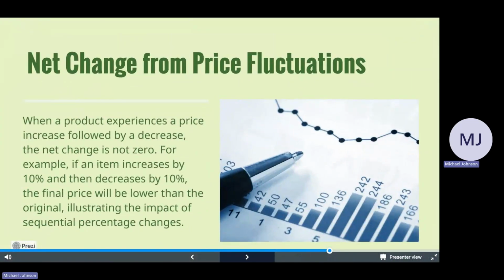When a product experiences a price increase followed by a decrease, the net change is not zero. For example, if an item increased by 10%, then decreases by 10%, the final price would be lower than the original, illustrating the impact of sequential percentage changes.